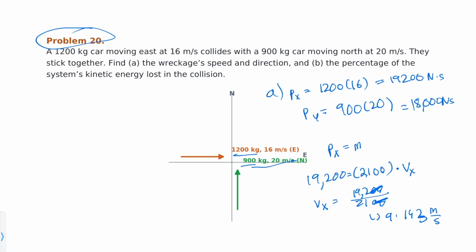All right. And after this, we're going to look at the velocity y. Velocity y is going to be py divided by m total. Because after the collision, the momentum is still going to be preserved. So even with the total mass, we're going to have a new velocity which preserves the same y momentum.